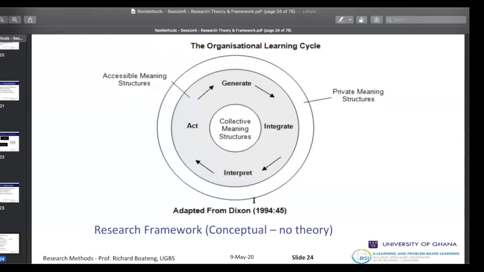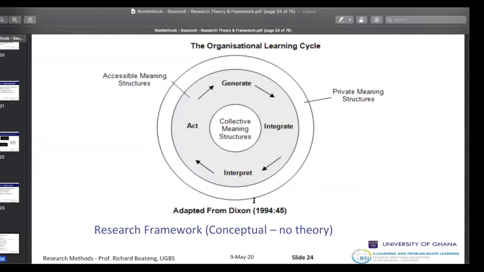So Dixon argued that if you want to create more accessible meanings, you need to generate information from different sources of the organization, integrate the information into the respective units, interpret it to their respective work activities, and empower them to act upon it. That is how you create more accessible meanings. Now, according to Dixon, when you go to the public sector, the collective meanings are more than the private meanings and even the accessible meanings.